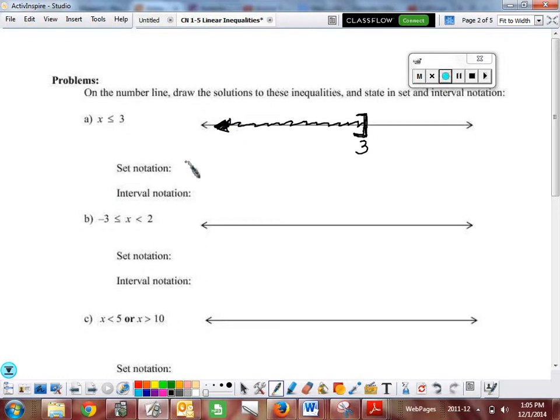If I was going to write it in set notation, I would do the set of all x such that x is less than or equal to 3. What's the difference between this and this? This is a set, and that's an answer. If I had done an equation solving and I got x equal to 3 as my answer, what would you write for your solution set? Right? You could do that to make it a set. That's the only difference.